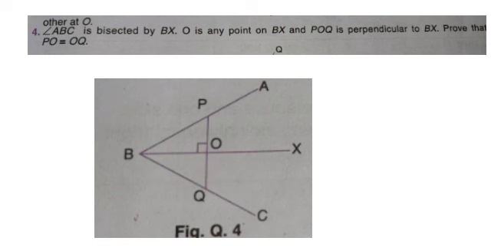So we have to prove the congruency of PO and OQ. What are PO and OQ? First of all, this is PO, right? Let me change the color. So this is PO, and this is QO. I have made a bit of distance between them so that it becomes easy to differentiate. These are the two parts that we have to prove are equal. They are equal, but we have to prove how they are equal.